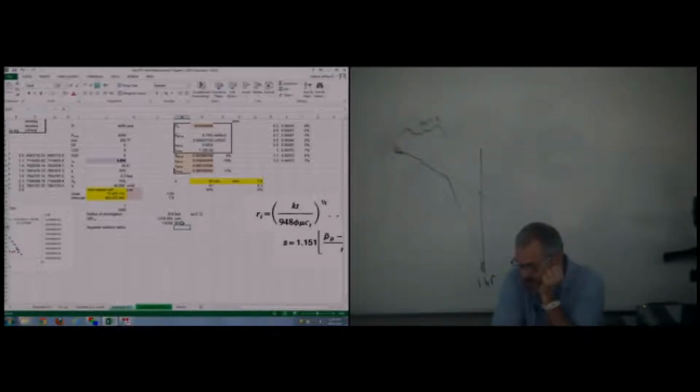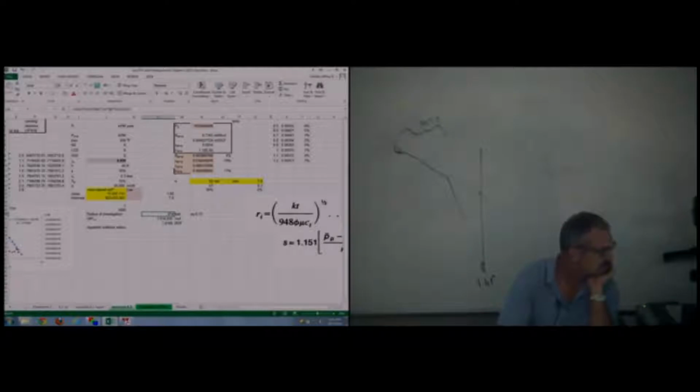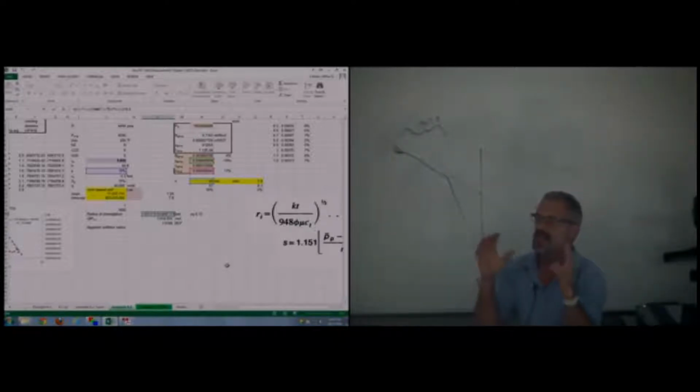Yes? Could you click on the radius of investigation again real quick? K times t, times permeability, is basically, everything else is kind of constant. If you increase your perm, you can see more in the same amount of time. You increase your time, you get to see more. The numerator's the concept that you need to keep there.